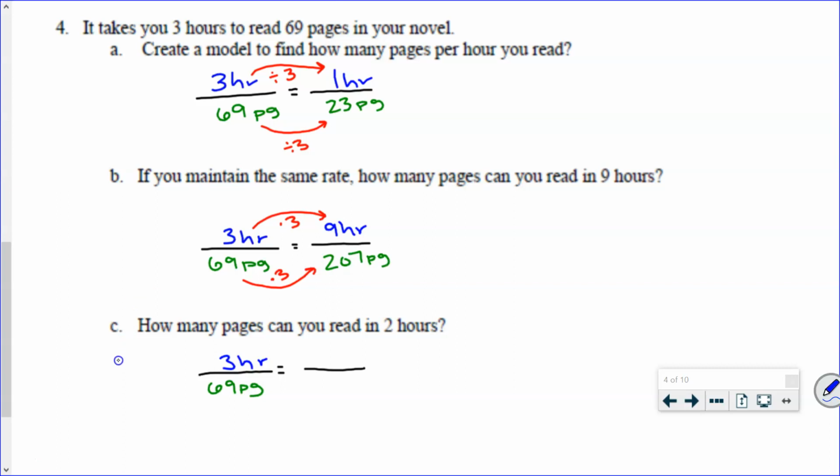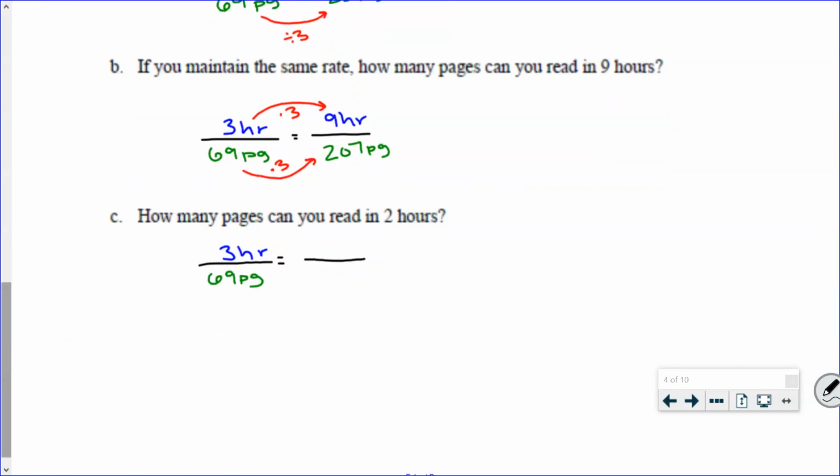And now for the final question. See, we're running short on time, so normally I would like us to write this out as a sentence, but I'm running out of time. In 9 hours, we would read 207 pages, and that's good enough for me for right now. How many pages can you read in 2 hours? And for the sake of time, I'm just going to go through this one. Knowing that we need to change a 3 into a 2, can you easily change a 3 into a 2? How? It's not so easy, is it? And that's why using the simplified ratio is best here.